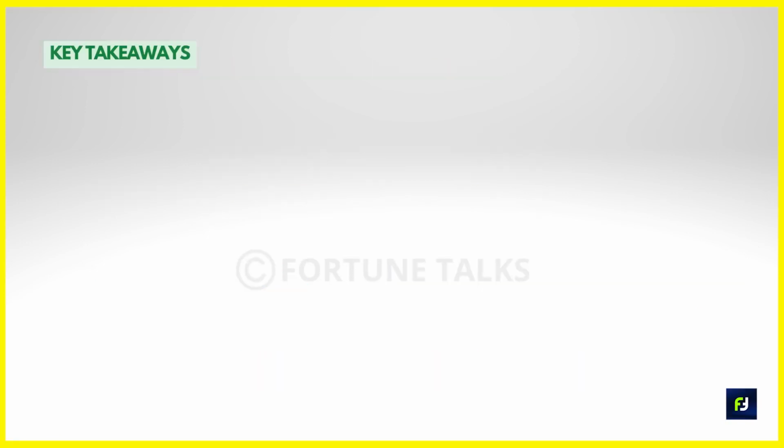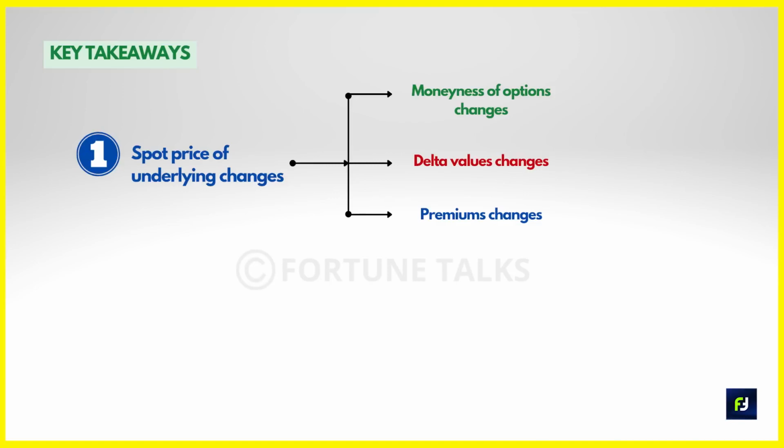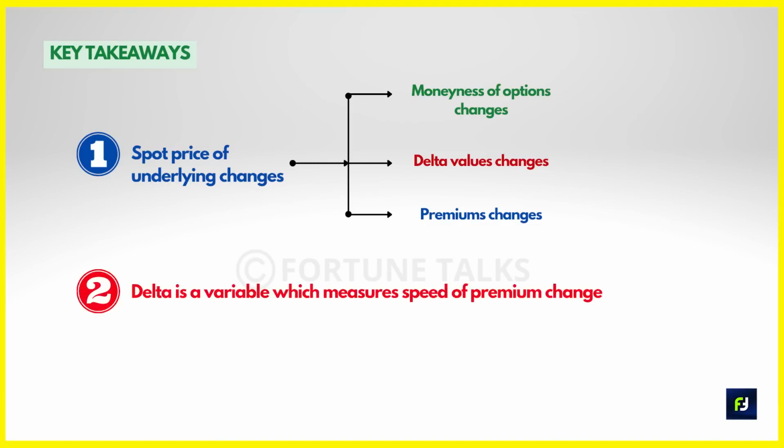So let's summarize what we have learned so far. Number one, when the spot price of the asset changes, the moneyness of an option changes and therefore the delta also changes. Number two, since the delta changes with changes in spot prices, delta is actually a variable and not really a fixed entity. Therefore, if an option has a delta of 0.5, this value is likely to change with change in the value of the underlying.